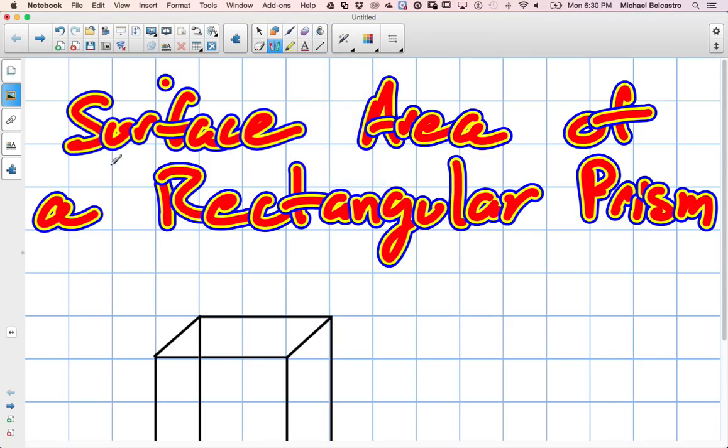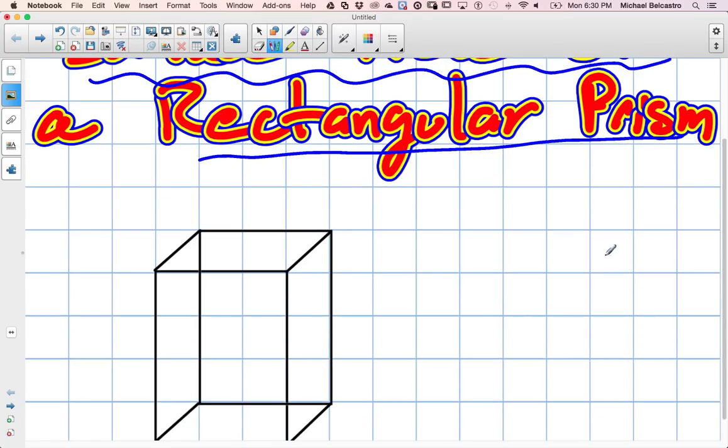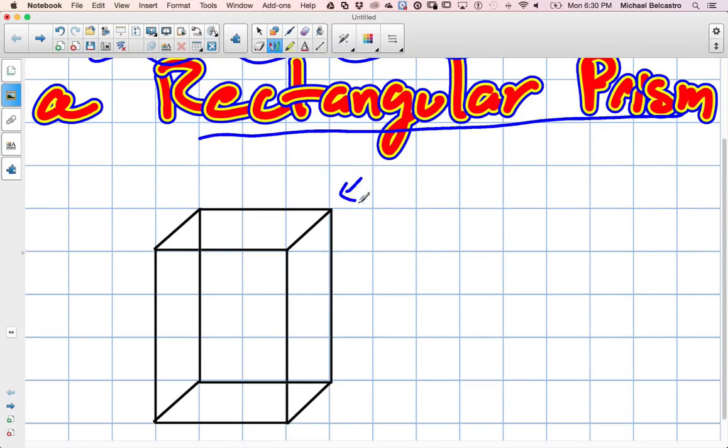We're going to go over surface area of rectangular prisms. Okay, so we have a rectangular prism, and it can sometimes be hard to tell what face is the front face of a rectangular prism because they look really similar. And it technically doesn't matter just because it is rectangular.